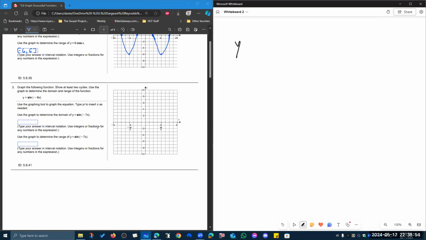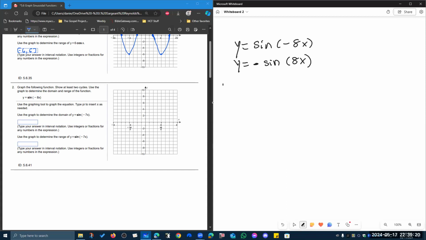Now this is y equals sine of negative 8x. I told you before we don't ever want omega to be negative and to use your even odd properties to make sure that it's positive before we do any calculations or any graphing. So we're going to change the function into this.